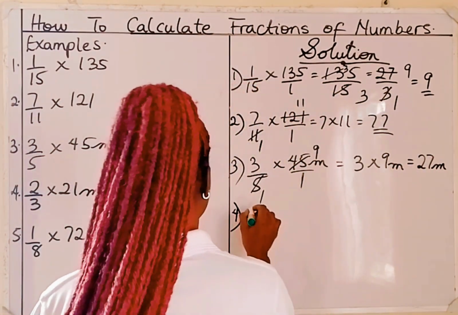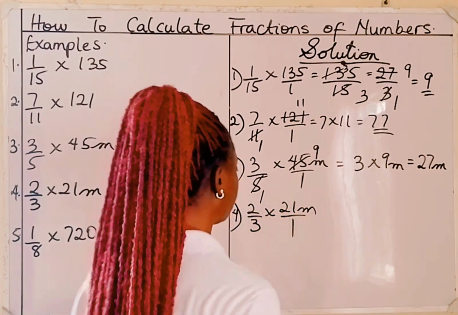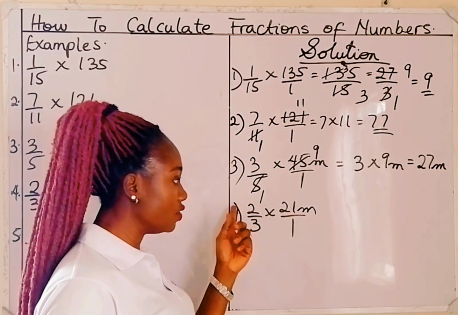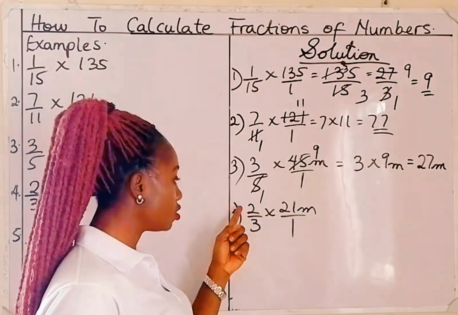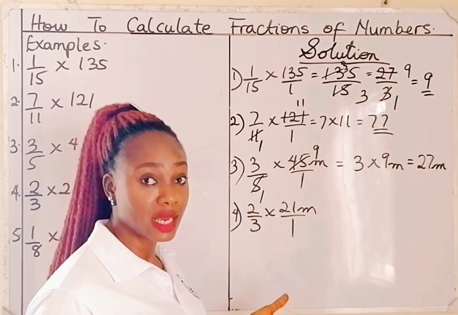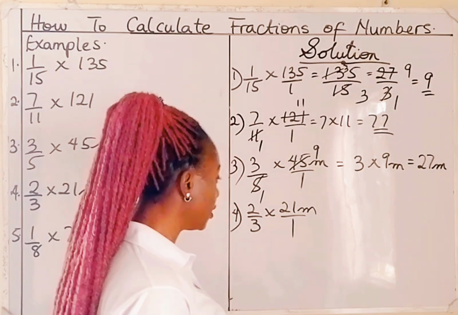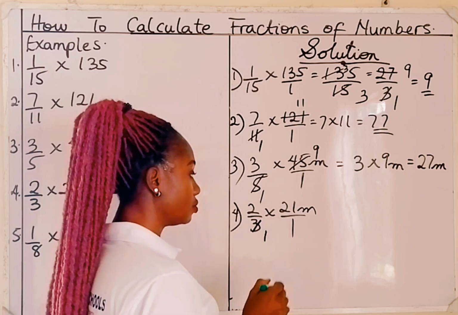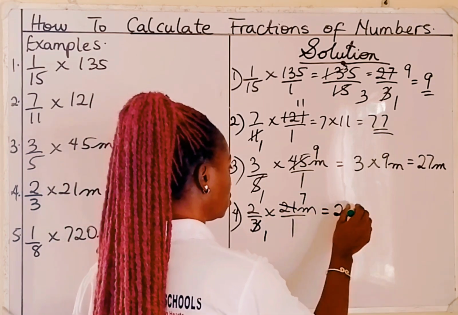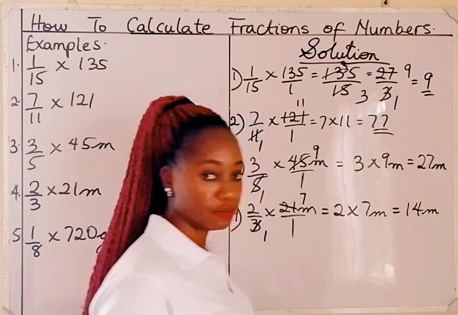Question 4. We have 2 over 3 times 21 meters over 1. Now the first question you need to ask yourself is, can the denominator go into any of these two numbers? Can 3 go into 2? No. Can 3 go into 21? Yes. But how many times? That's why it's important you need to know your multiplication table very well. Alright? 3 can divide 3 one time, and 21 7 times. And this gives us what? 2 times 7 meters, which is 14 meters.